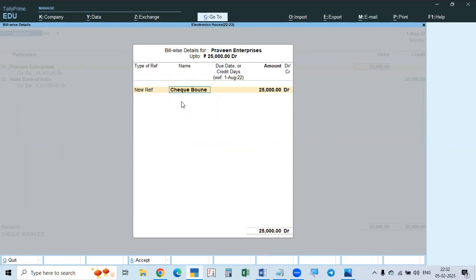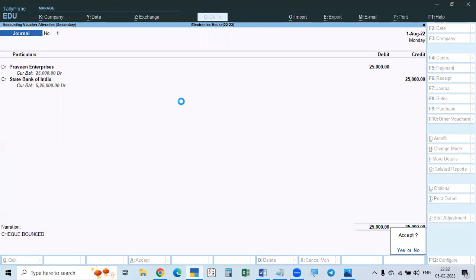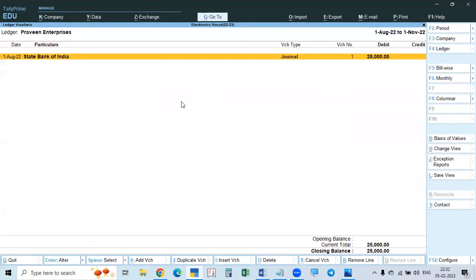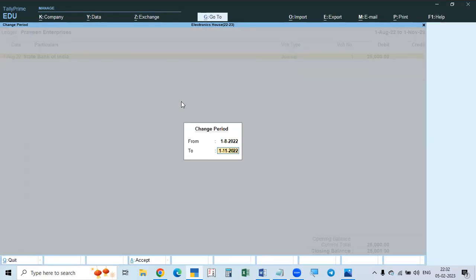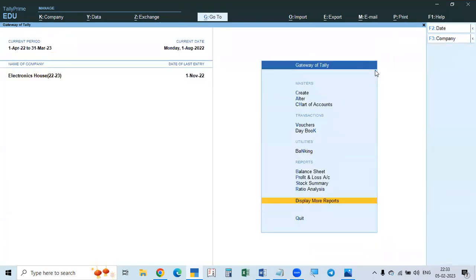Check once. Boss dash, who is the name? Praveen. Take it as Praveen person. You do like this. So in the ledger account, there will be no difference. In the ledger account, it is showing everything. But this is not shown in the report, but we will see now. The report also we will see.